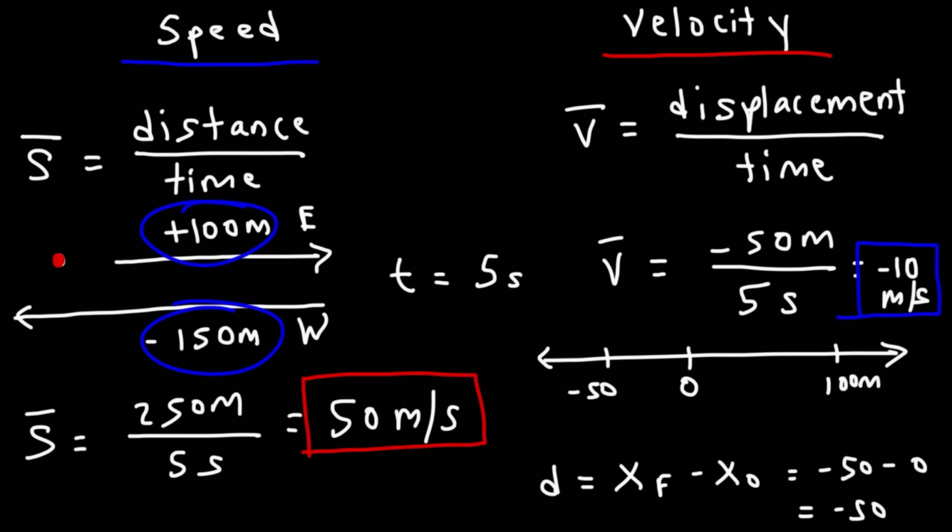So as you can see, the average speed and the average velocity are not always the same. They're going to be the same if the person or the object travels in one direction. But if there's any change in direction, like when this particle decided to go west, that's when the average speed and the average velocity will be different.